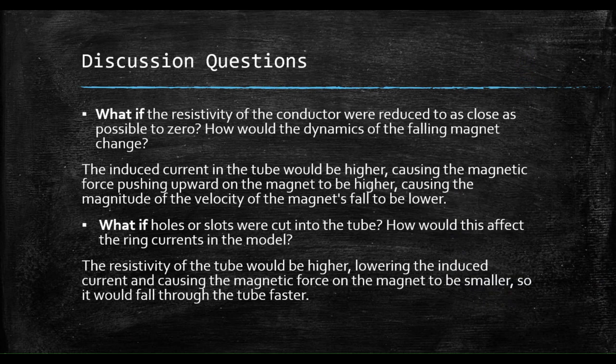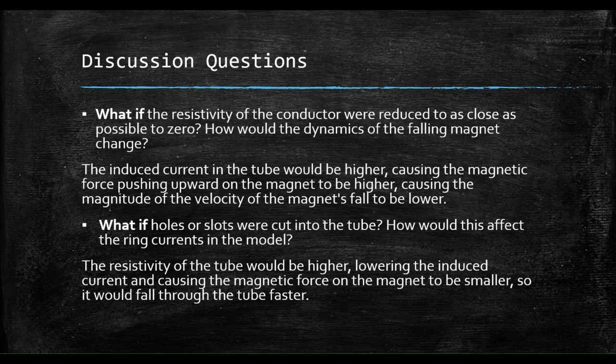Now for the discussion questions. What if the resistivity of the conductor was reduced to as close as possible to zero? How would the dynamics of the falling magnet change? The induced current in the tube would be higher, causing the magnetic force pushing upward on the magnet to be higher, causing the magnitude of the velocity of the magnet's fall to be lower.